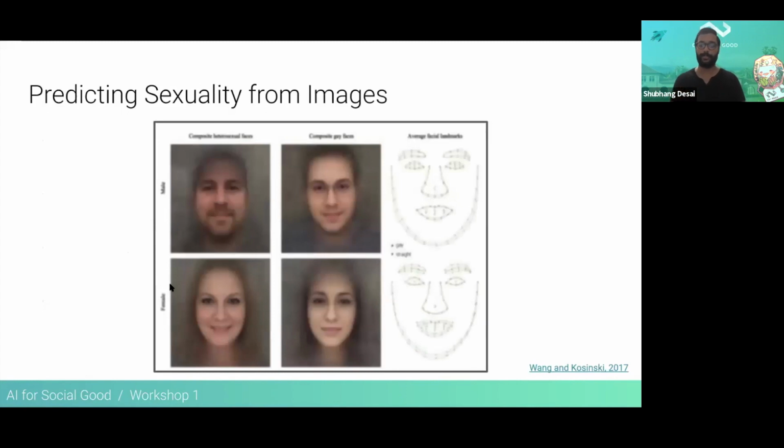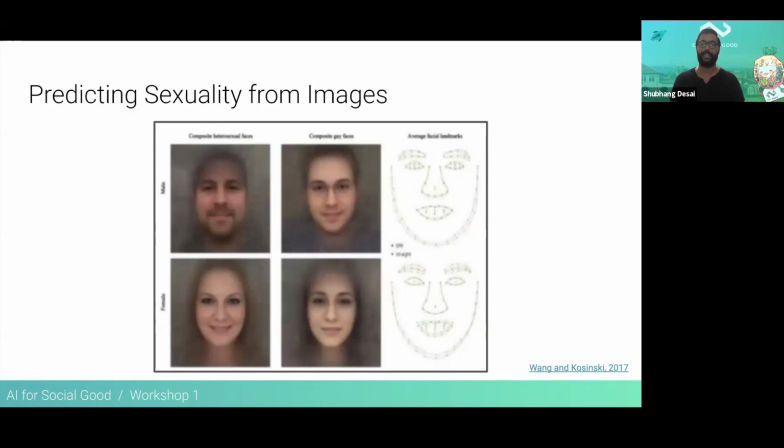So a team from Stanford not too long ago actually used a machine learning model to predict someone's sexuality from their images. So I'm not even going to talk about how problematic this is. But of course, this could be used to further oppress homosexual folks, in which it's actually illegal to be homosexual in certain countries. Additionally, this paper is actually riddled with a ton of technical issues.